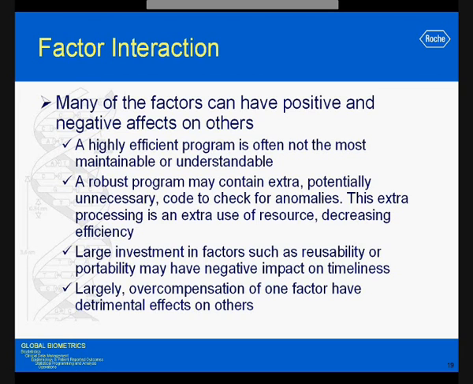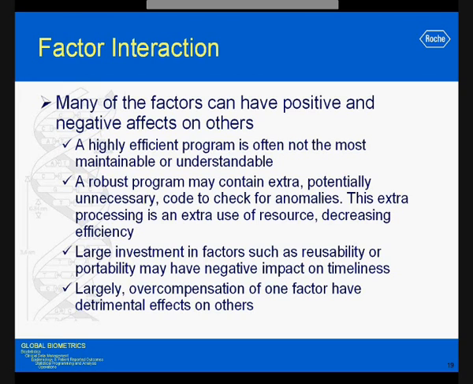A robust program may contain extra, potentially unnecessary code to check for anomalies. So code that processes and outputs for the dirty data, or any code that's looking at whether those macro variables are populated in the right way, that's code that isn't needed for the actual output. So it's extra processing. It's an extra use of resource, and that decreases efficiency. The most efficient way to do it is to only run each line of code that we need.